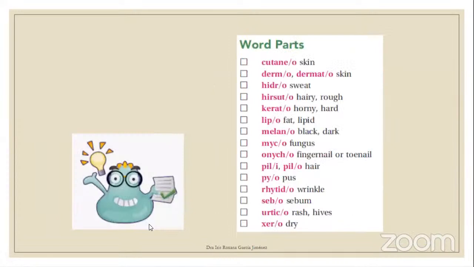Okay. The word parts are pointing to this point. Cutaneo, dermo or dermato, hydro or hidro, according to the suffix. I'm telling you the same again. The hirsuto, kerato, lipo, melano, nico, onico, pili or pilo, pyo or pio according to the suffix or the prefix. Rhytido or rhytid, sebo, xero or zero, okay?